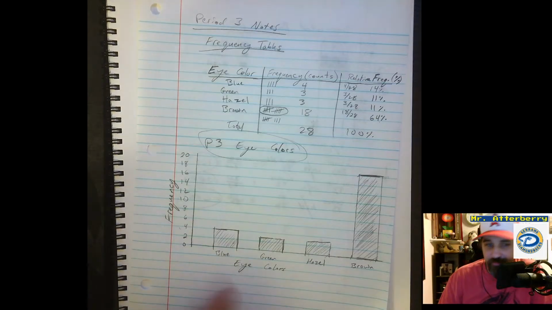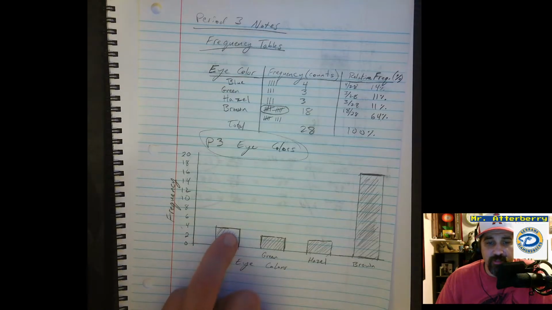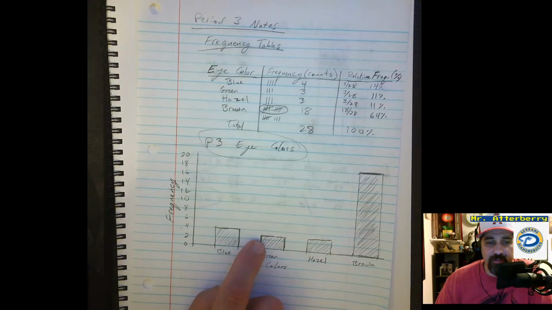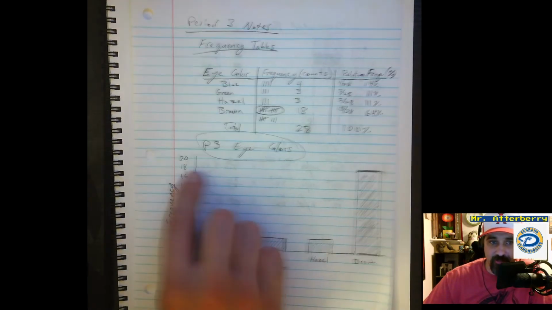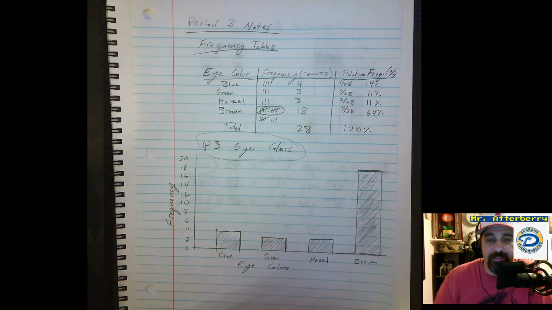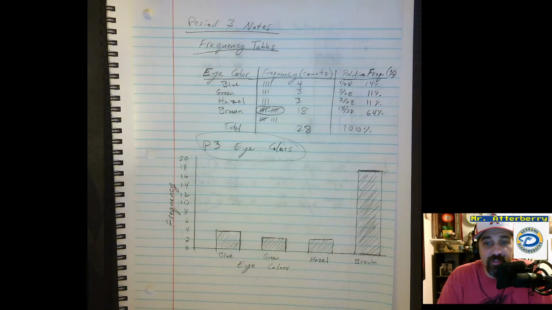So for blue, I went up to 4. For green, I went up to 3, between 2 and 4. Same for hazel. And then brown, I went all the way up to 18. Follow that line, goes to 18. You can use colors, you can use other things. My personal preference is to just shade in each bar.